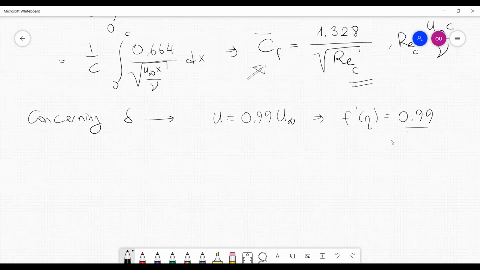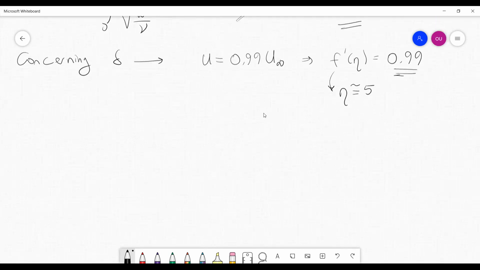This, from the tables, actually I found the tables in the break, but I have to locate them again. Maybe I will do that in a second. If you look at the tables, wherever you reach F prime equal to 0.99, this happens around eta approximately equal to 5. So therefore, from here, we can calculate the delta value, the boundary layer thickness at any location.